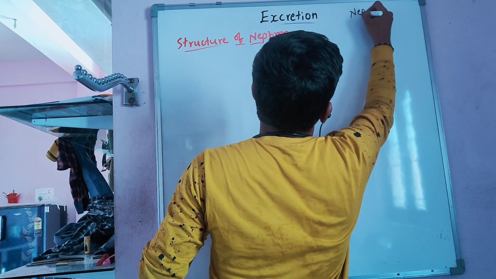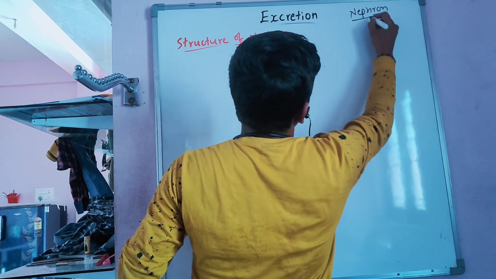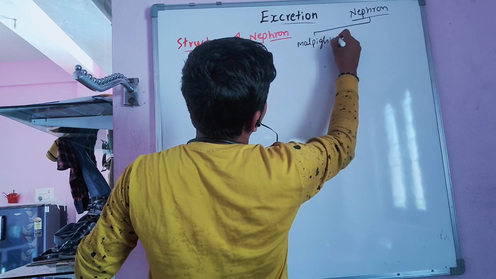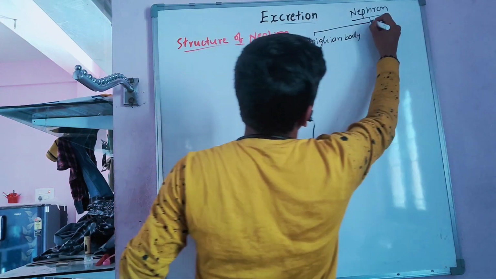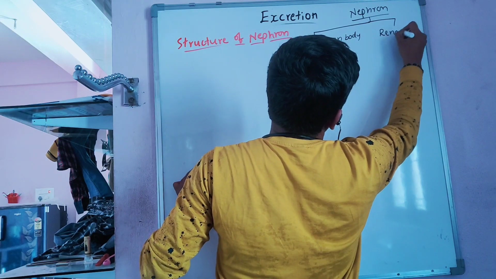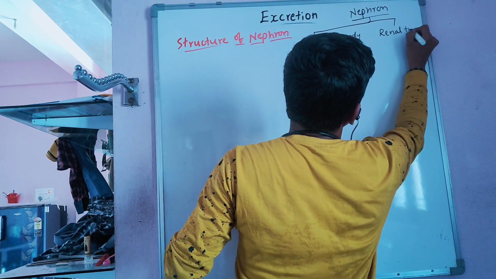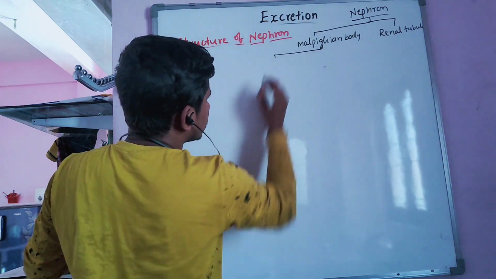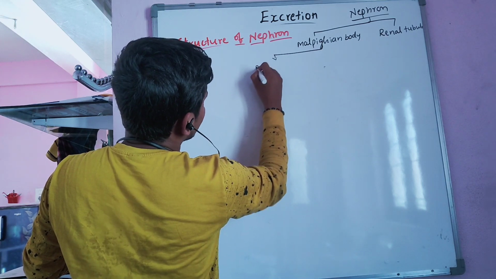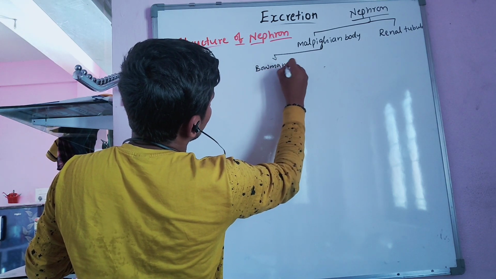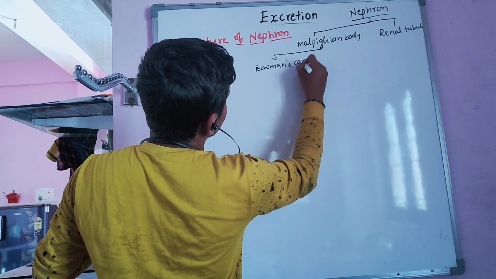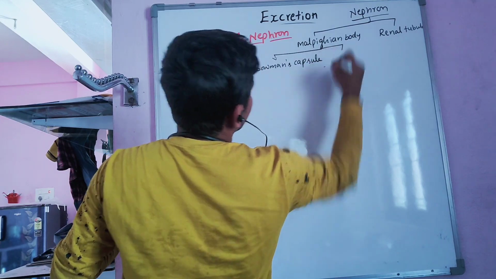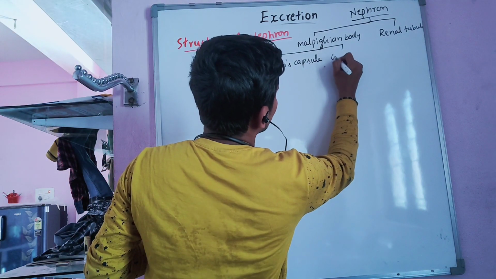So nephron consists of two parts. The first part is the Malpighian body, and the second part is a renal tubule. Renal in the sense of kidneys. So renal tubule, T-U-B-U-L-E, tubule. The Malpighian body consists of two parts: the cup-shaped structure called Bowman's capsule, and a bunch of blood capillaries called glomerulus.